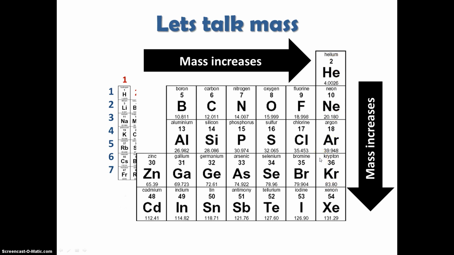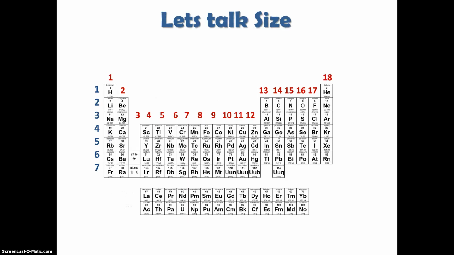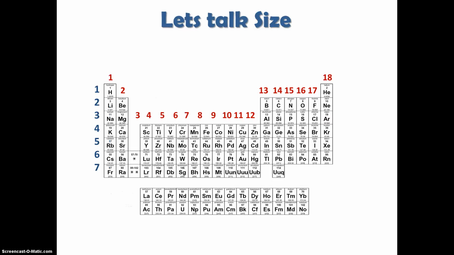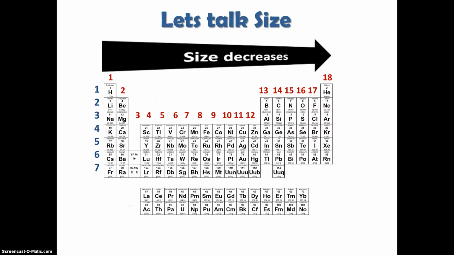Pretty simple concept. All right, so now let's talk size. How large are atoms as you move across and down the periodic table? And I'm not talking about mass now. We're talking about physical size. And again, mass increases as you go from left to right. But it's a little different with size as you go from left to right on the periodic table. It actually decreases. Now that's kind of confusing. If the element grows in mass, how does its size decrease?